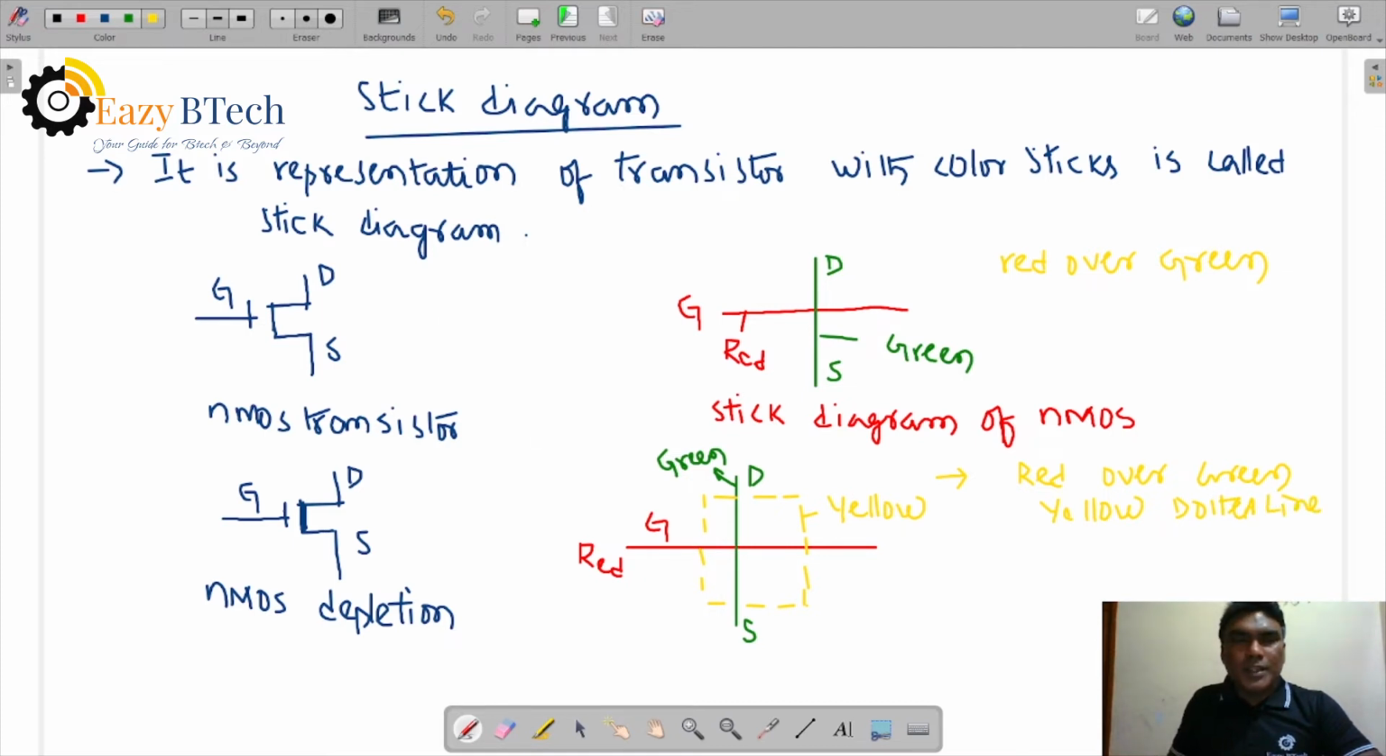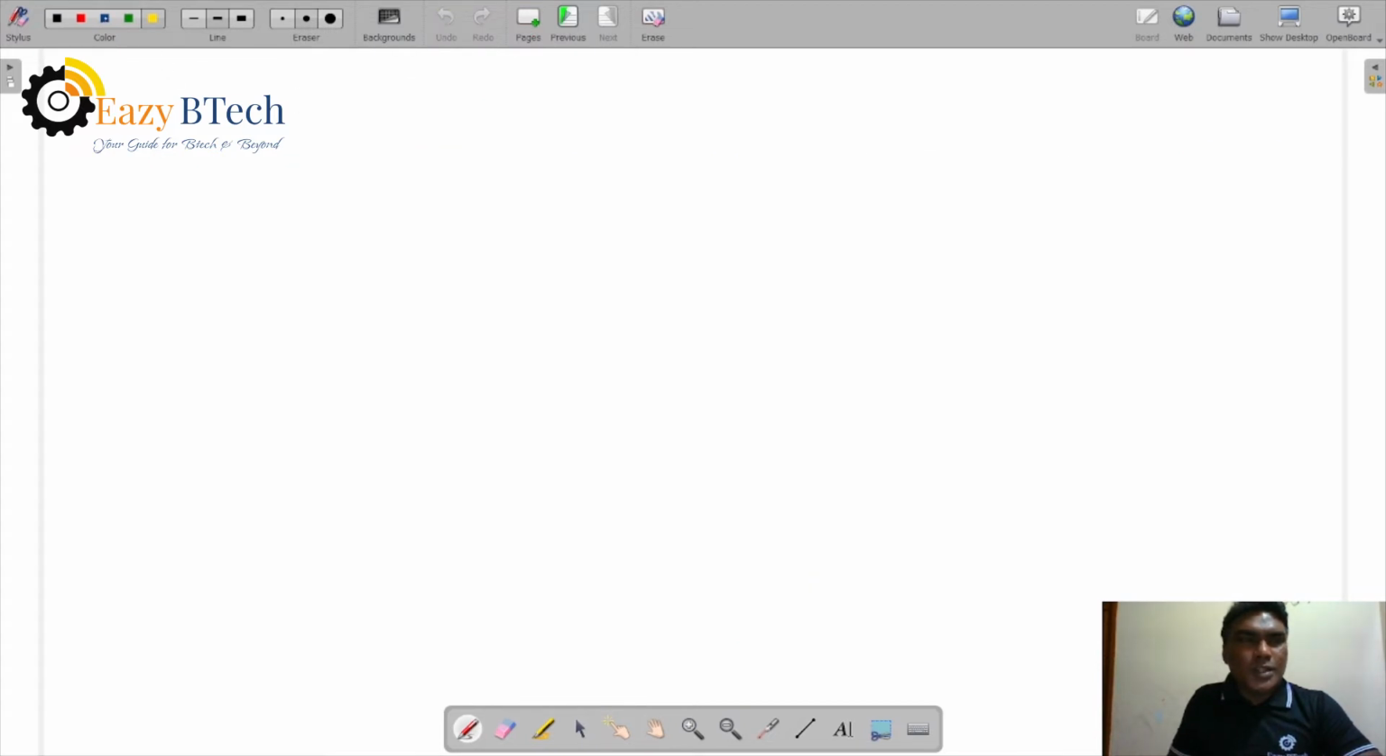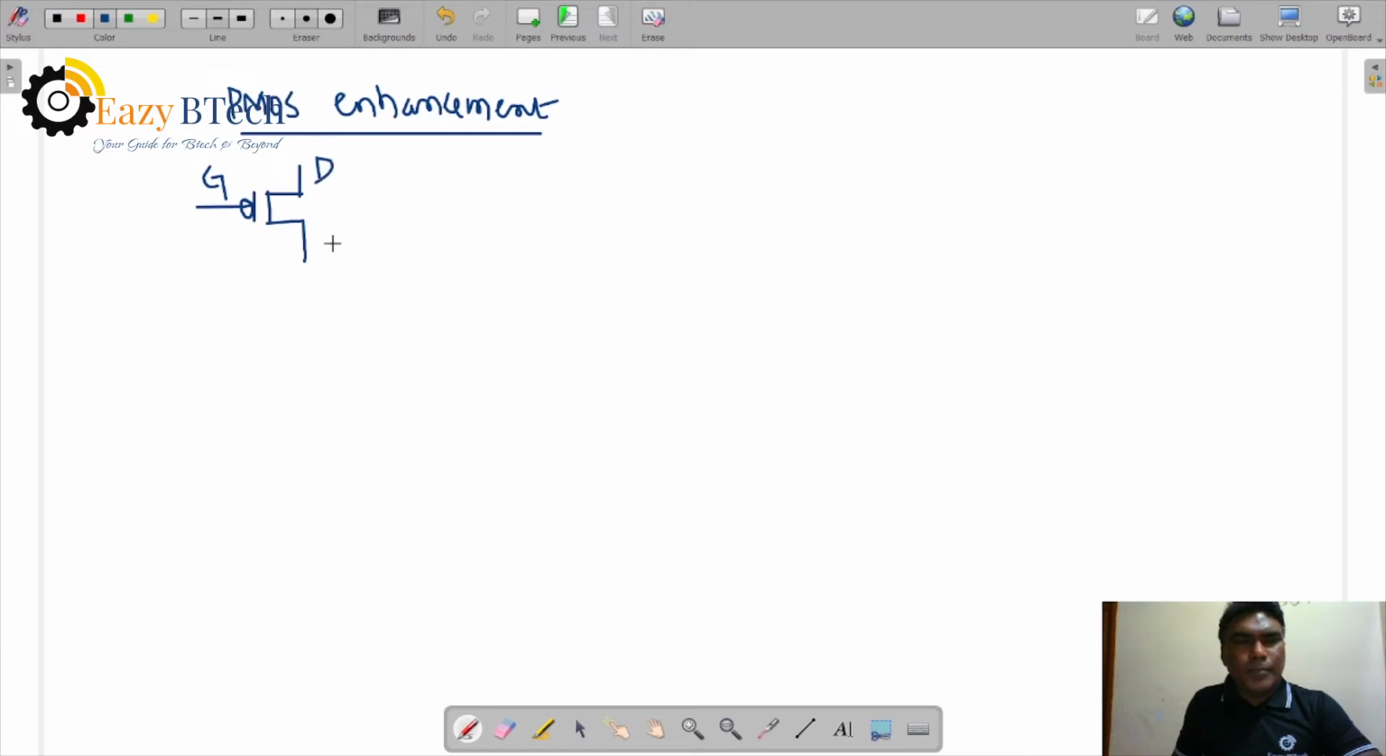Right. Let us see the PMOS transistor, PMOS enhancement. Now in PMOS enhancement, what is the stick diagram representation? PMOS has a bubble representation, with gate, drain and source. So what is the stick diagram of this one?